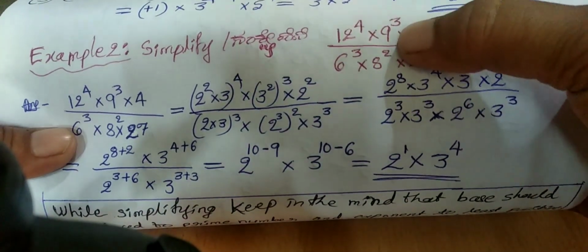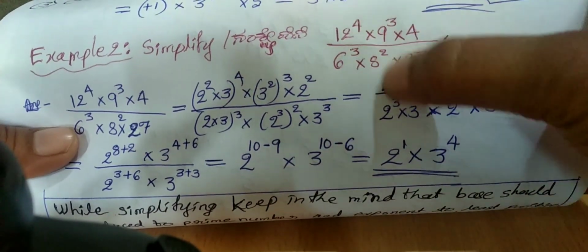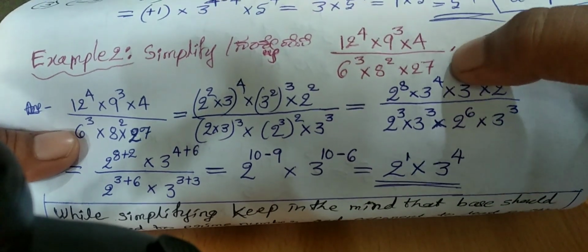12 to the power 4 into 9 cube into 4, 6 cube into 8 square into 27.